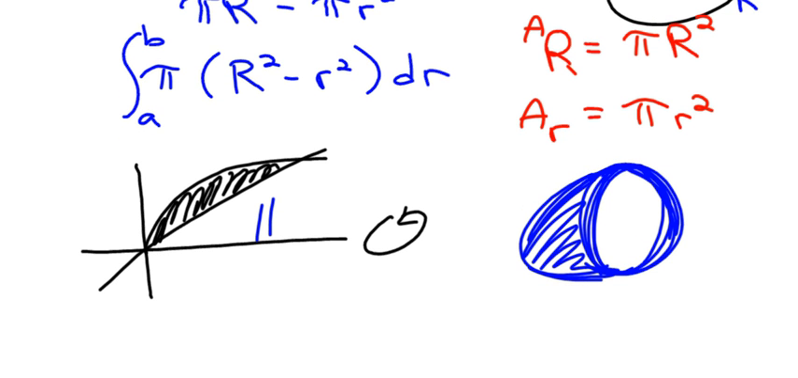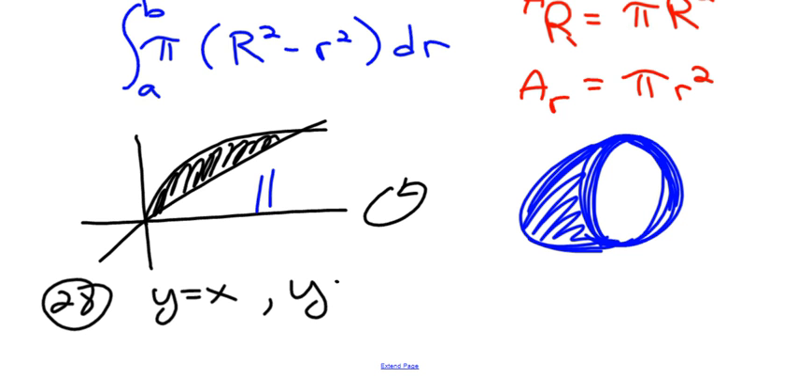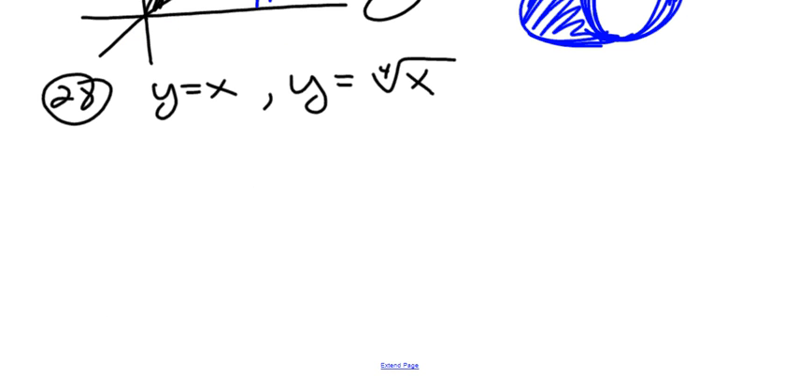So when we go to set this up, you need to find where they intersect. So for 28, they give us that the function is y equals x and y equals the fourth root of x. So we're going to want to go ahead and find where these two intersect, and we should get x to the fourth minus x equals 0, and we get x then should be 0 and 1. And then we know we can have our bounds.